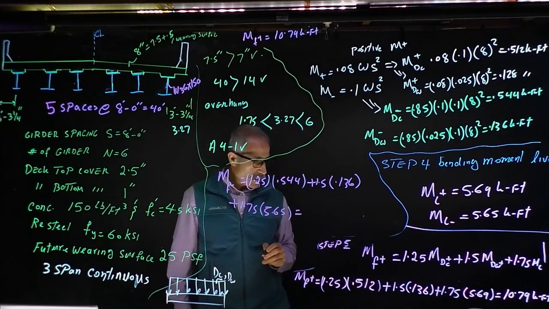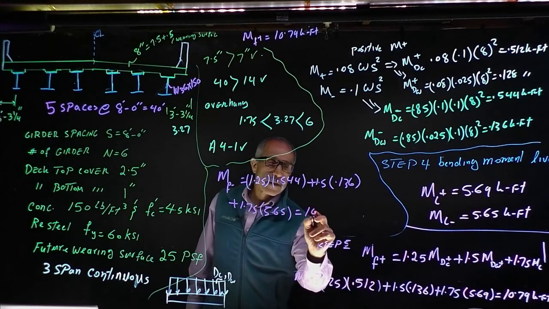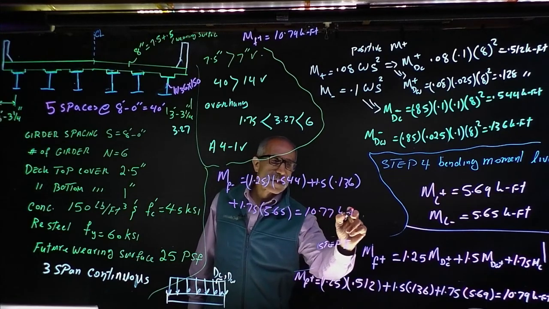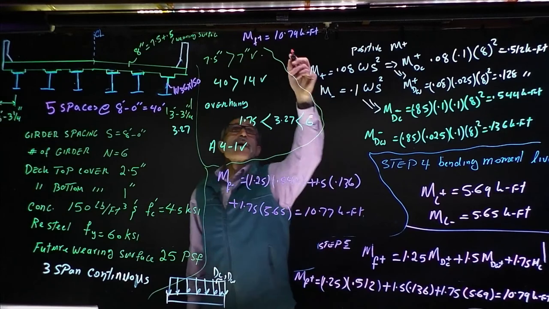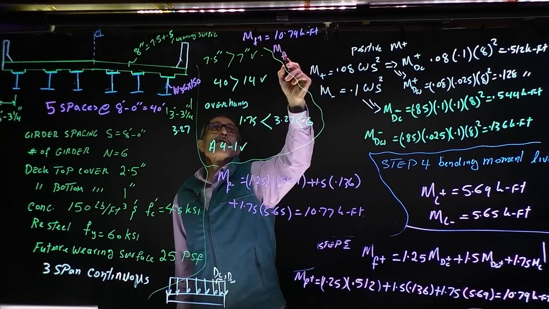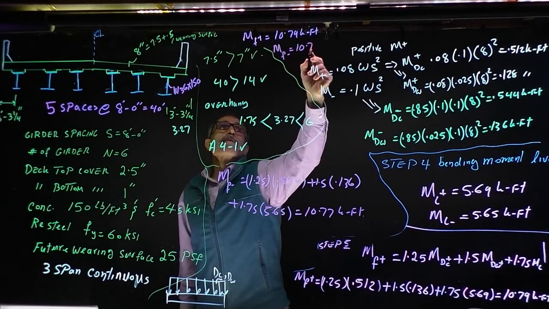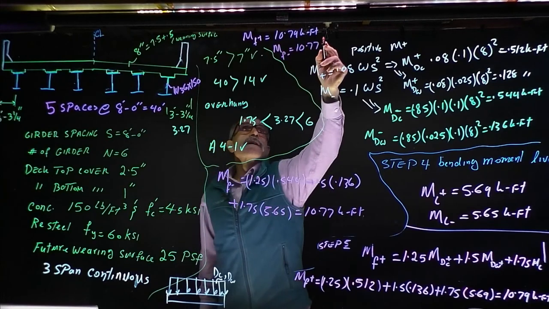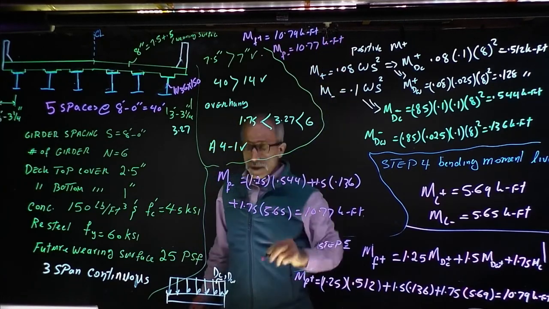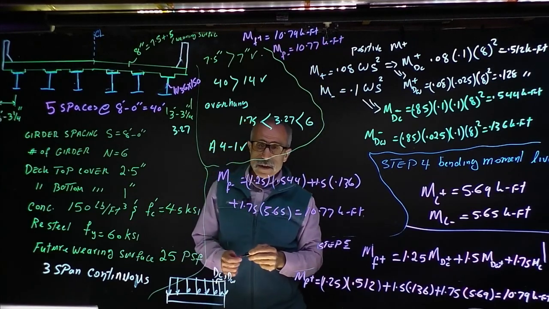So this is going to come out to 10.77 kip foot, and I'm going to go right here, MF negative came out to 10.77 kip foot. Okay, so that was step number 5.